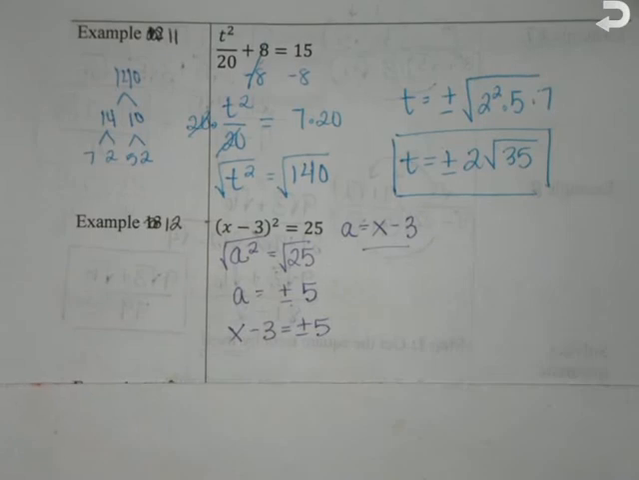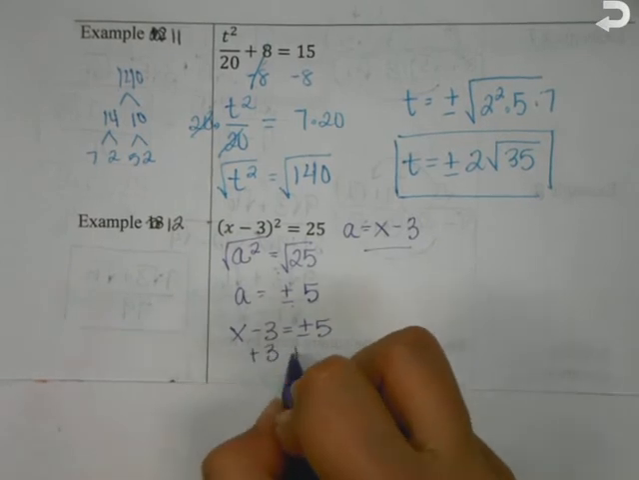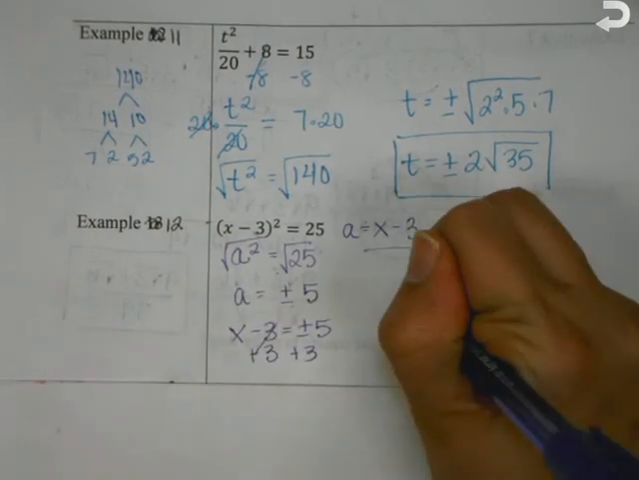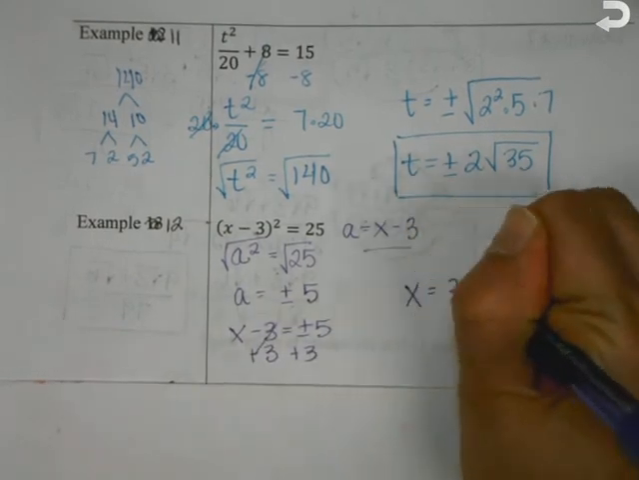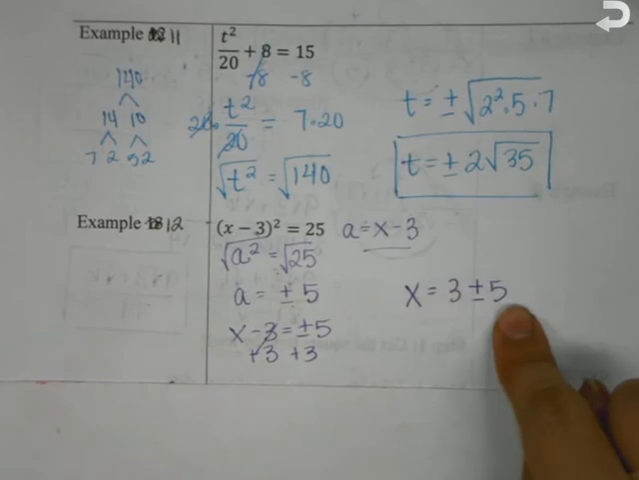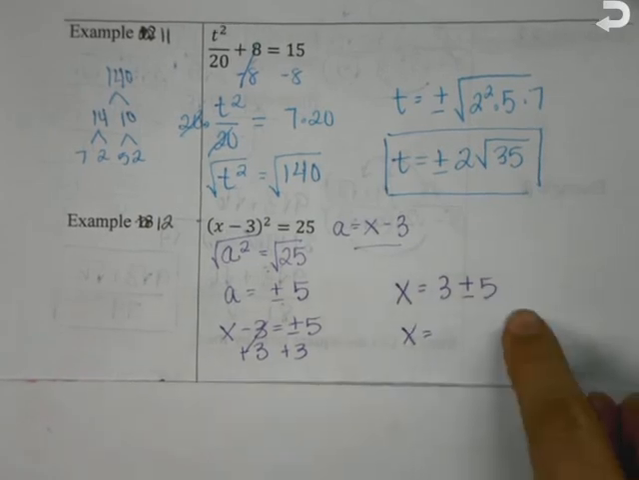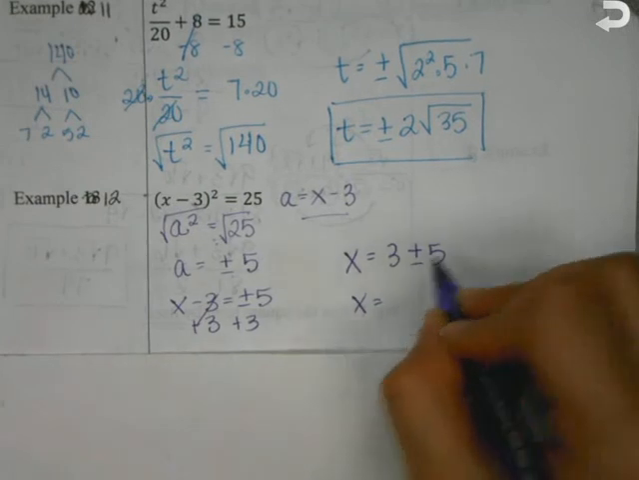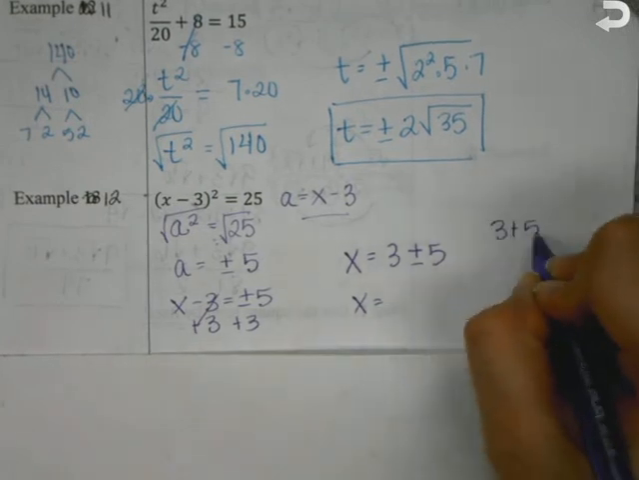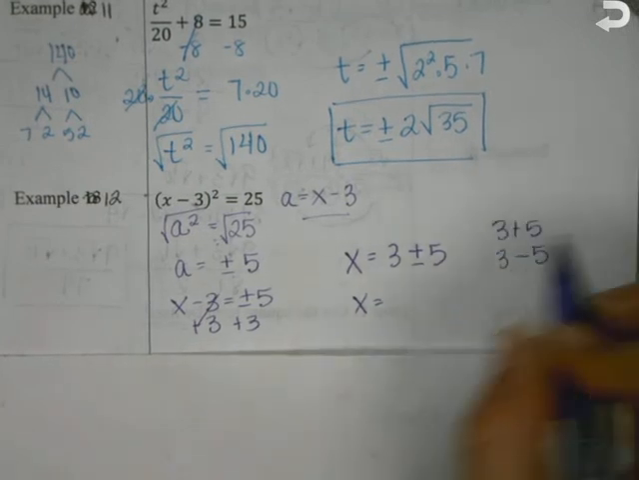Now can I do that? This is actually two different problems. This is 3 plus 5 and 3 minus 5. So I'm going to get two answers, 8 and -2. And that's your answer.